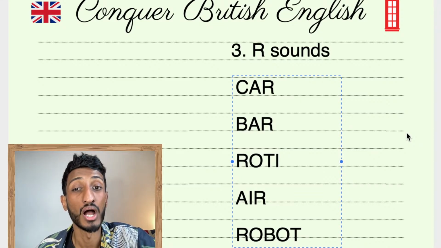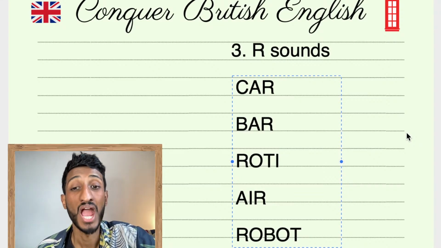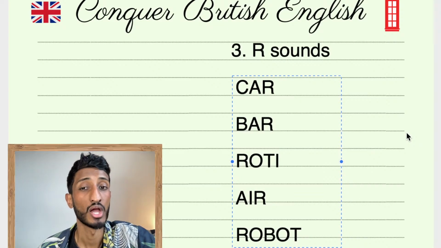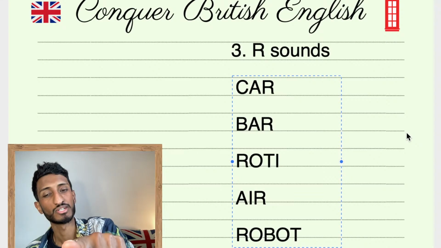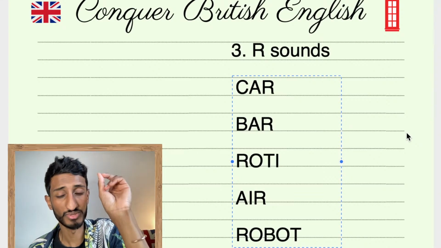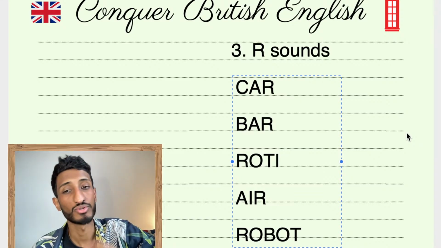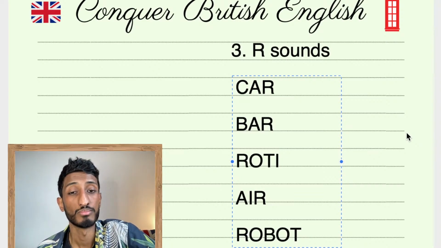or car. It just stops. My tongue doesn't actually move. So it's just car. I got in the car, right? I went to the bar. I ate a roti. That one does, because the R's at the start, so you do need to move your tongue a little bit. But if the R is at the end, you don't need to move your tongue. It's just airflow out of your mouth. So car, bar, and then we have robot.